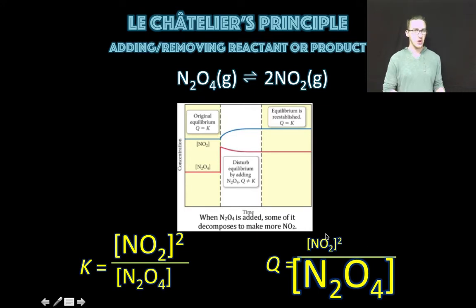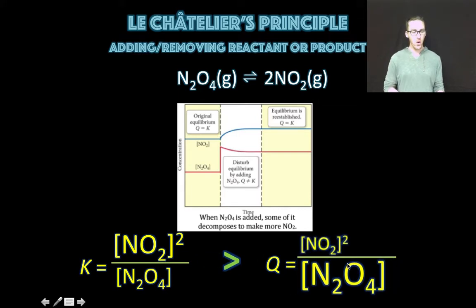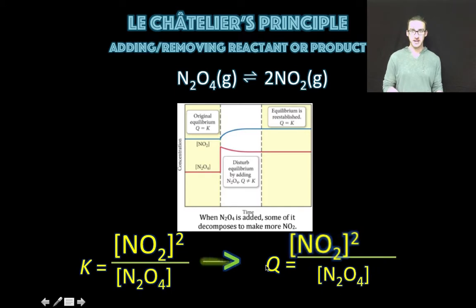More reactant. So look at my value of Q and compare it to my value of K. Notice that K is greater than Q, because I dumped in a bunch of this reactant. And so my reaction is going to shift to form more product to reestablish equilibrium. Watch it. Boop. We shifted to form more product, used up some of our reactant to reestablish equilibrium. Notice how that appears in the graph. Form more product, use up some reactant, reestablish equilibrium.